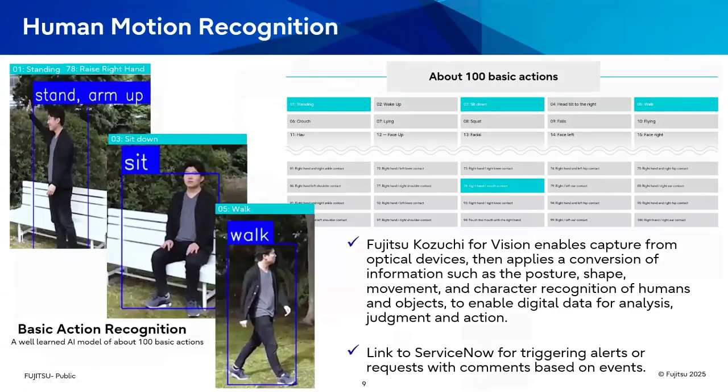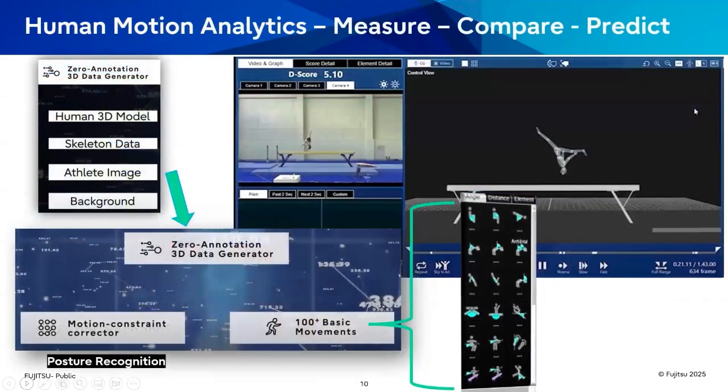And we've really refined this through our human motion analytics, where we take 3 data points. We look at the 3D generator that takes the human model. It looks at a skeletal design, the physical image in the camera, and then separates it from the background. Posture recognition is one of the unique things that Fujitsu has been able to apply. And then we use those 100 basic movements to apply this feedback.